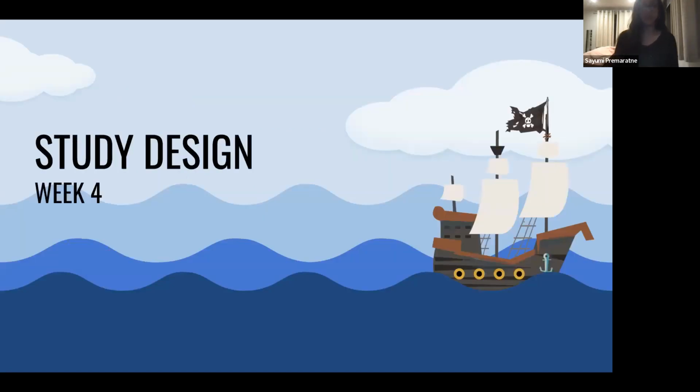Okay, so in pop health, we're going to be talking about study design. Study design is a really important topic in pop health because in your assignment, you're going to be asked what is the study design of the thing that you're doing? And also in your exam, you can get a few questions about it as well. So make sure you know key features of each study design and how you would be able to identify what a study that you've been given is.